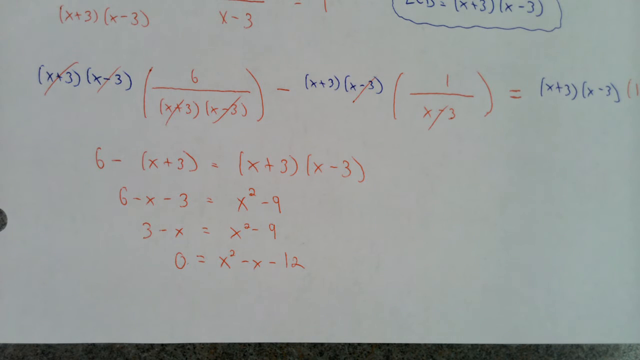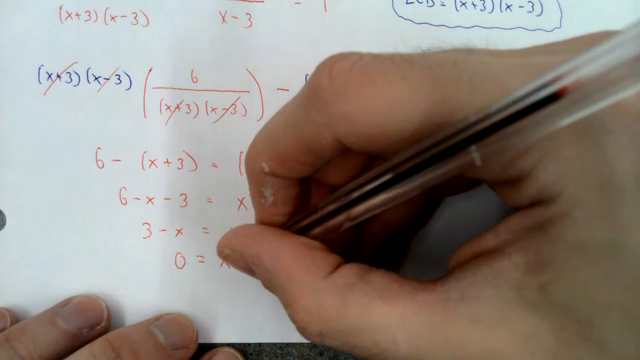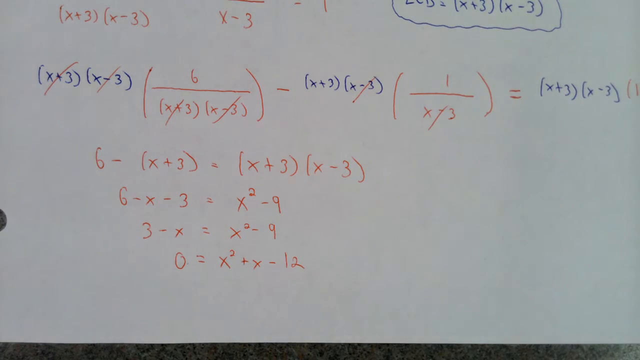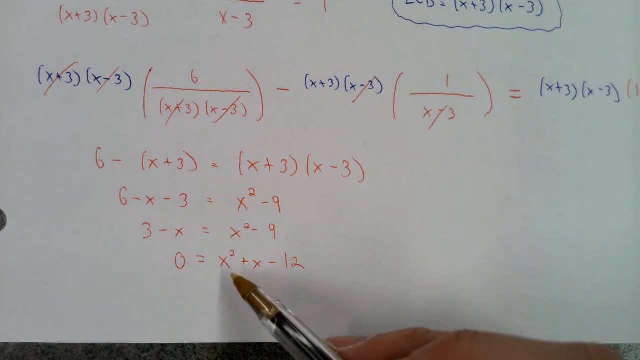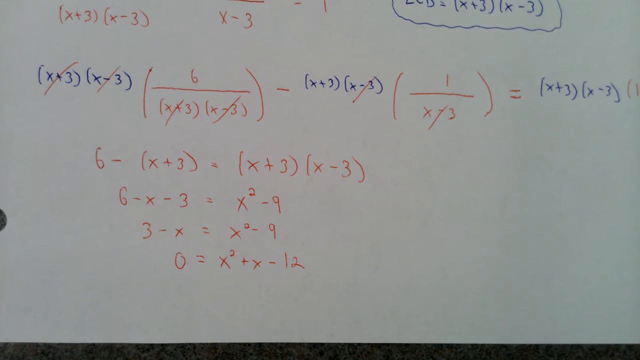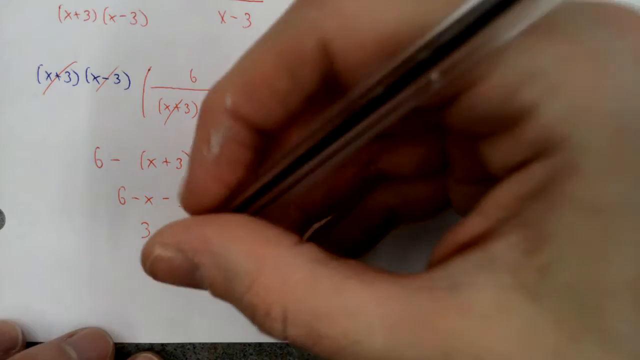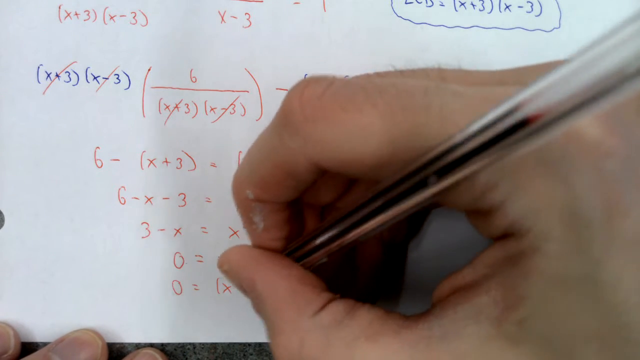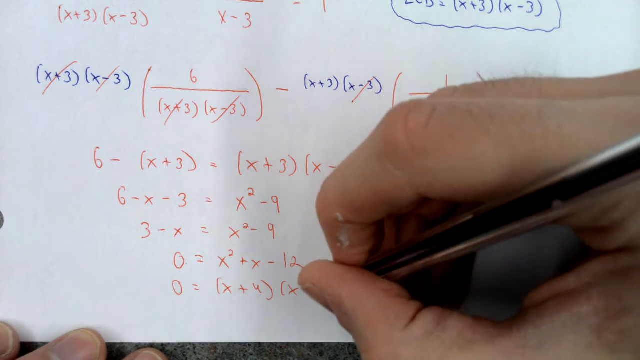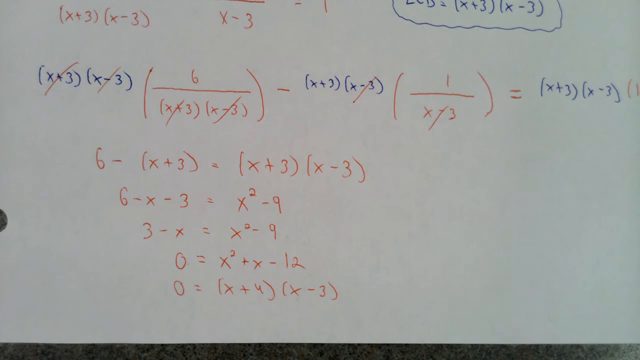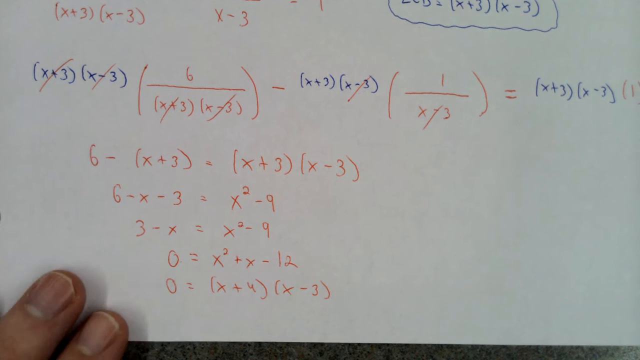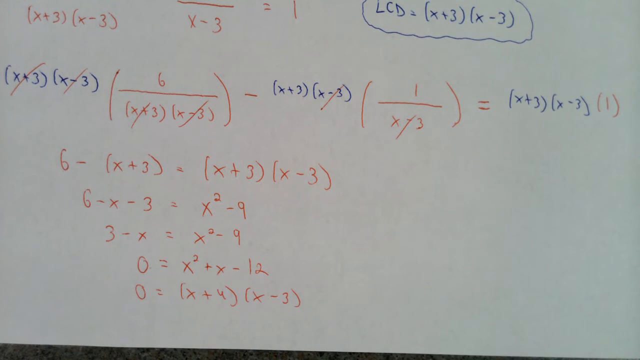Now, we're going to factor that. That's a plus sign. I meant to put a plus sign right there. Okay. So we got it equals 0. Add x, subtract 3. So x squared plus x minus 12. Find two numbers that multiply to negative 12 and add to positive 1. Okay. So that's going to give you the following answers. You're going to get x equals negative 4, and you're going to get x equals 3.